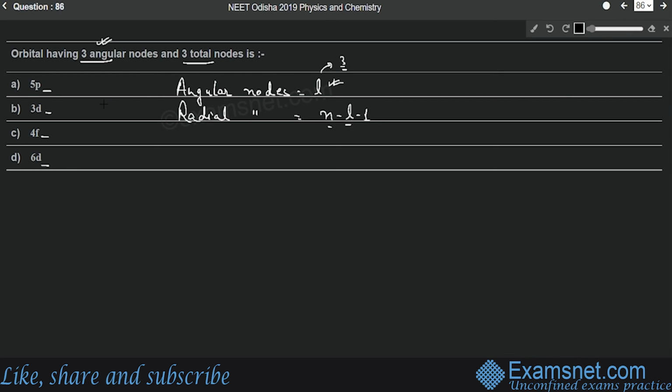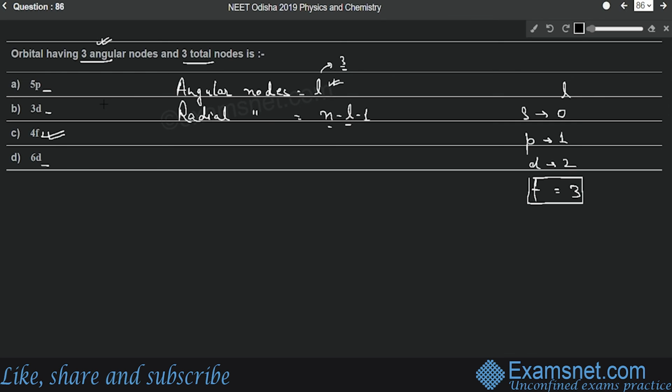And we know that the value of l for s orbital is 0, for p orbital it is 1, for d orbital it is 2, and for f orbital it is 3. That means we should have f orbital, right? So we have only one option where we have f orbital. That means option C will be the correct answer.